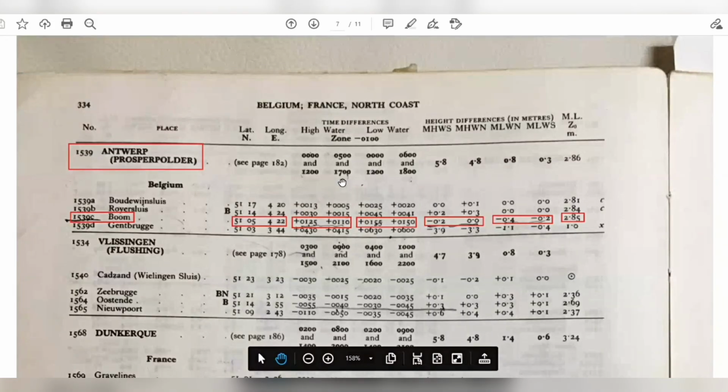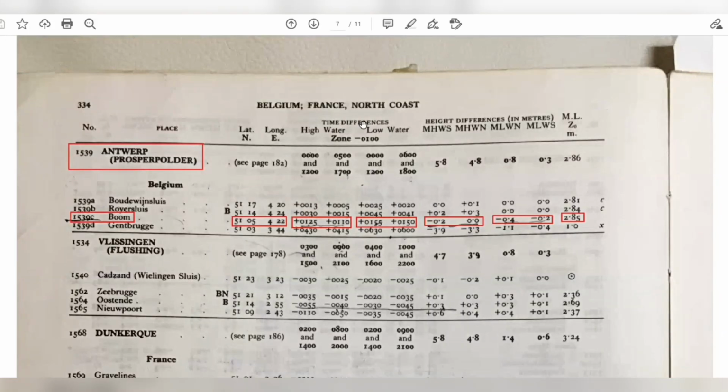These first two columns, coming under time differences, are to be applied to high water time only, because this is time correction. So high water time, if it was exactly 00 hours written for Antwerp, then the correction becomes plus 1 hour 25 minutes for Boom. And if the time was exactly 1200 hours at Antwerp for high water, then the correction becomes 1 hour 25 minutes. Similarly, next column says if the time was exactly 5 o'clock, correction is 1 hour 10. If the time was exactly 1700, correction is 1 hour 10.